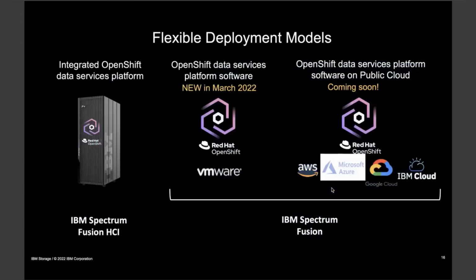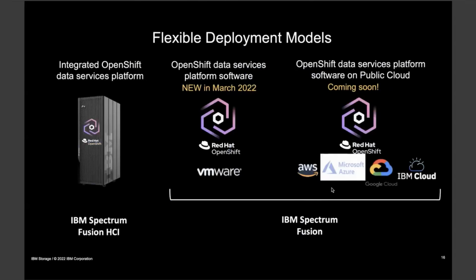Fusion is provided in a way that makes it possible to deploy it in many different places. We don't have all of that today. Some of this is coming. Today, what we have is the Spectrum Fusion HCI platform, which is a hyperconverged infrastructure box. And I'll talk a little more about that in the next slide here.